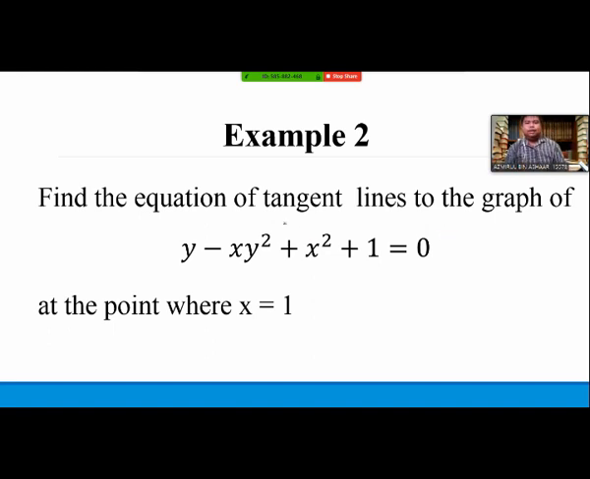Okay, let's say you want to find the equation of the tangent line to the graph, which is y equal to x power y, x multiplied with y power of 2 plus x squared plus 1 equal to 0 at the point x equal to 1. Okay. The keyword here, you want to find the equation of the tangent line at the point x equal to 1, but you don't know what is the y. Okay.